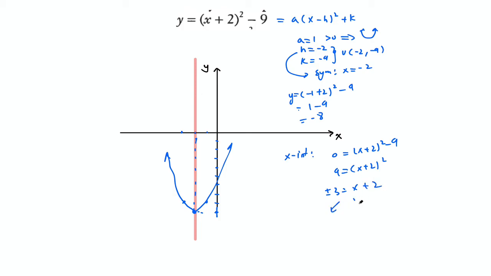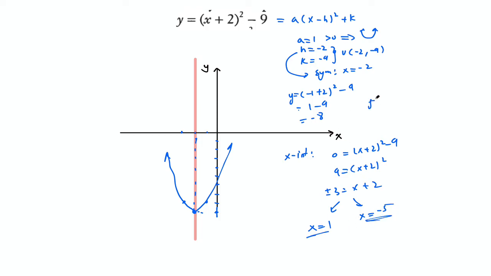So I have two cases. When I add 2 to 3, I get that x is 5. Or sorry, if I subtract, my bad. If I have 3 and I subtract 2, I get 1. If I have minus 3 and subtract 2, I get minus 5. Okay, so here are our two x-intercepts.